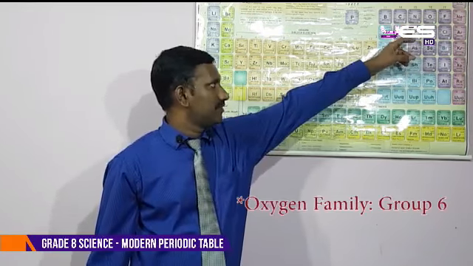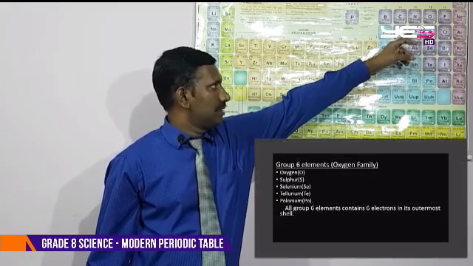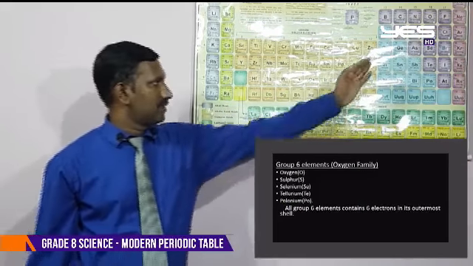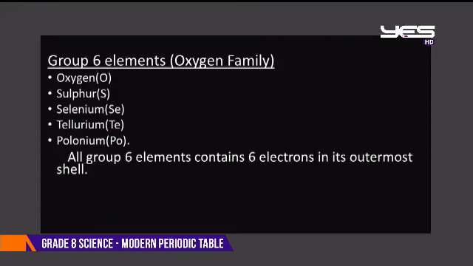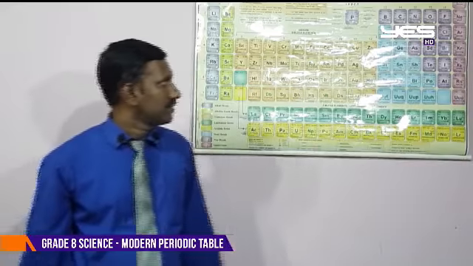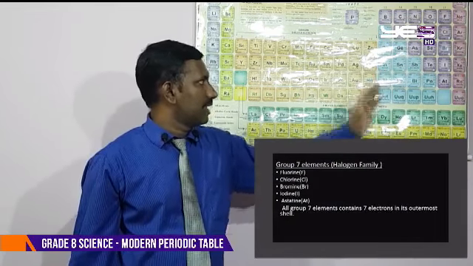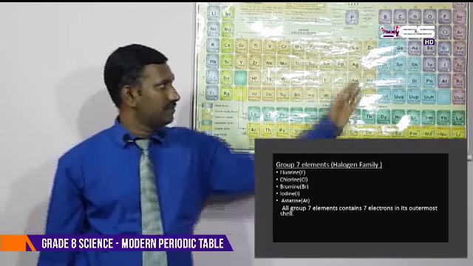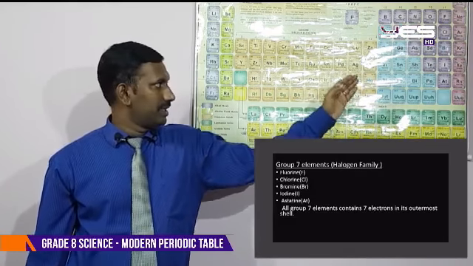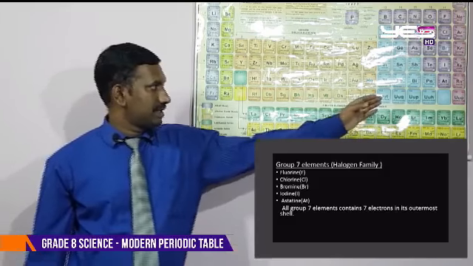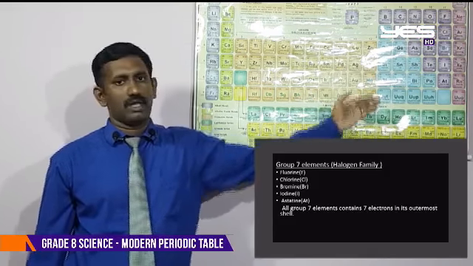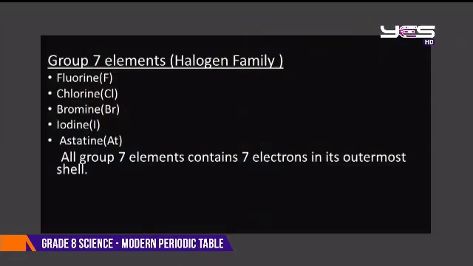Then group 6 elements or oxygen family. The elements are oxygen O, sulfur S, selenium Se, tellurium Te, polonium Po. Then group 7 elements are fluorine F, chlorine Cl, bromine Br, iodine I, astatine At. Group 7 or halogen family. These are group 7 elements or halogens.